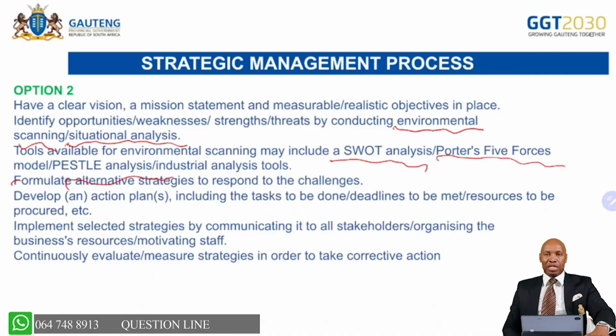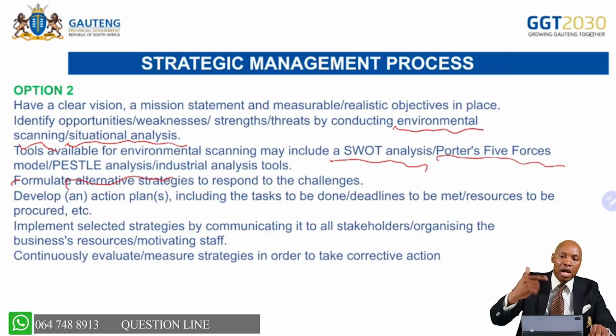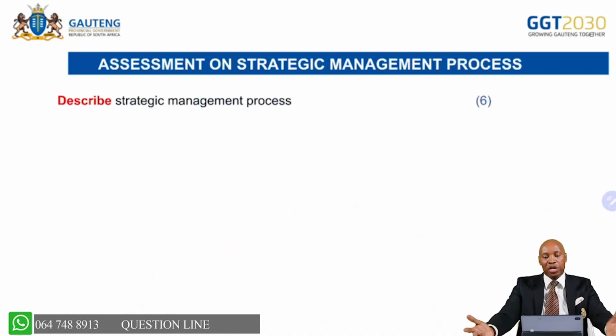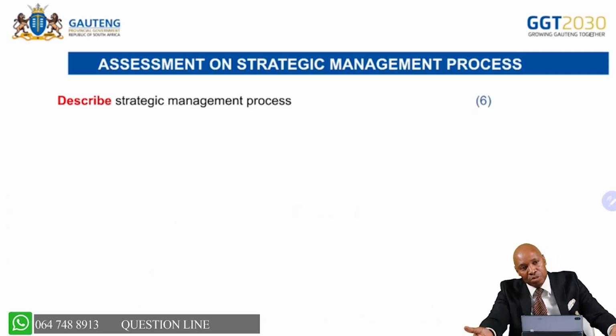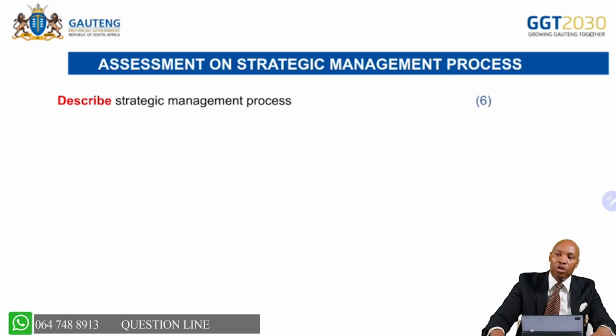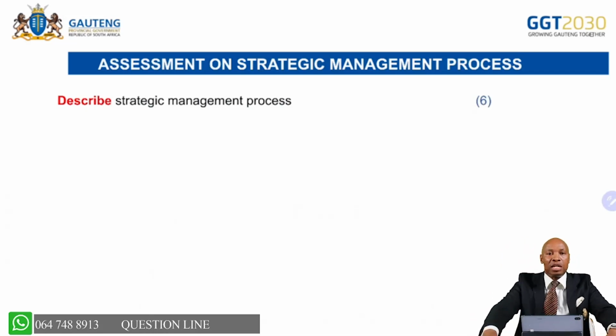Now, let's ask ourselves a question: if I'm studying the strategic management process, how am I going to be asked a question? This is how a question may come. You may get a question that says, describe the strategic management process for 6 marks. Now, it's your choice. Either you go for option 1 or you go for option 2. I think it is clear to you, candidates. Please make a point that you know your strategic management process.